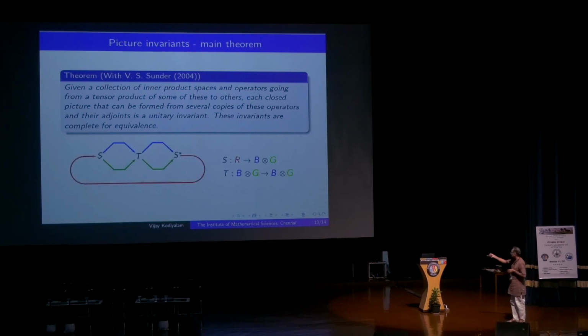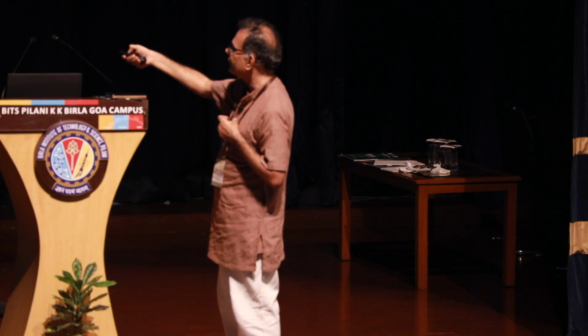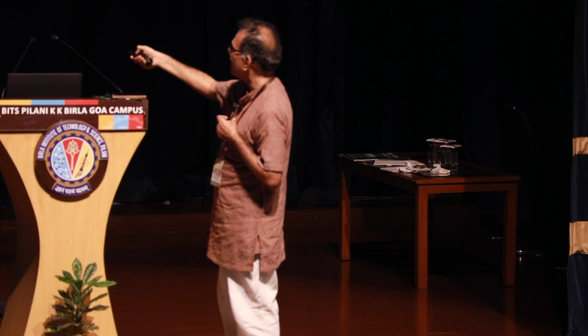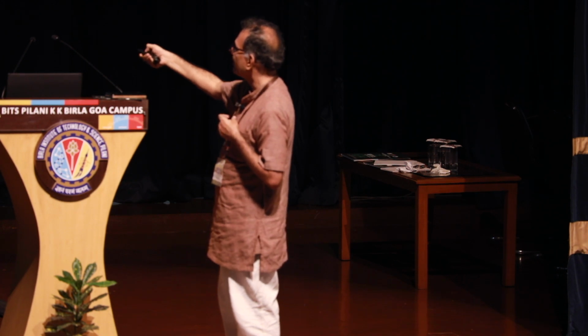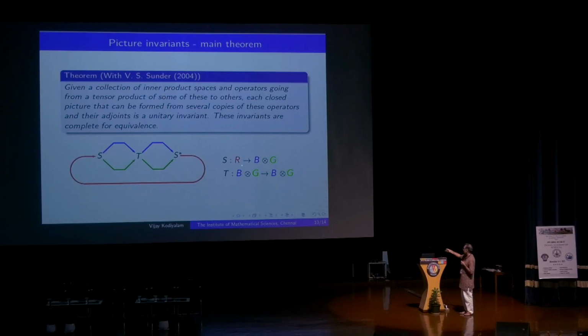For example, one such picture is what was illustrated at the beginning of the talk. So this is a picture that can be built out of these two operators S and T. You are allowed to use S, T and also the adjoint of S. If S goes from R to B tensor G, all of these are vector spaces, I have just represented them by colors, then the adjoint operator S star will go the other way. It will go from B tensor G to R.